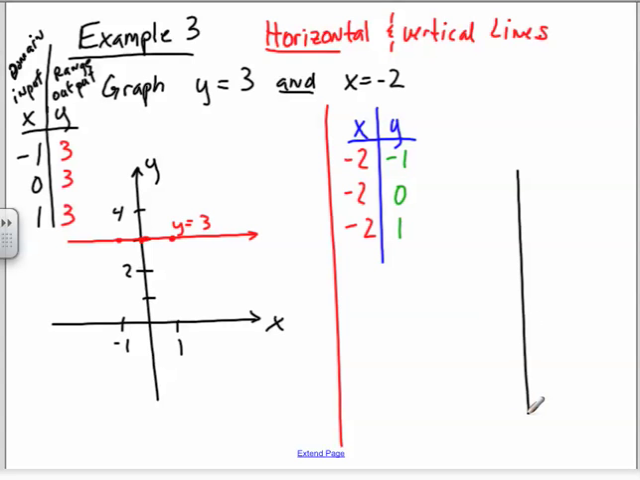Okay, well, let's graph it. Here's my x-axis. Here's my y-axis. X needs to be -2. All right, so there's -2. And I need a y of -1, 0, and +1. Okay? So let's see. X is -2, y is -1. That's one point. X is -2, y is 0. X is -2, y is 1. That's a vertical line. X equals always gives me a vertical line. Y equals always gives me a horizontal line.